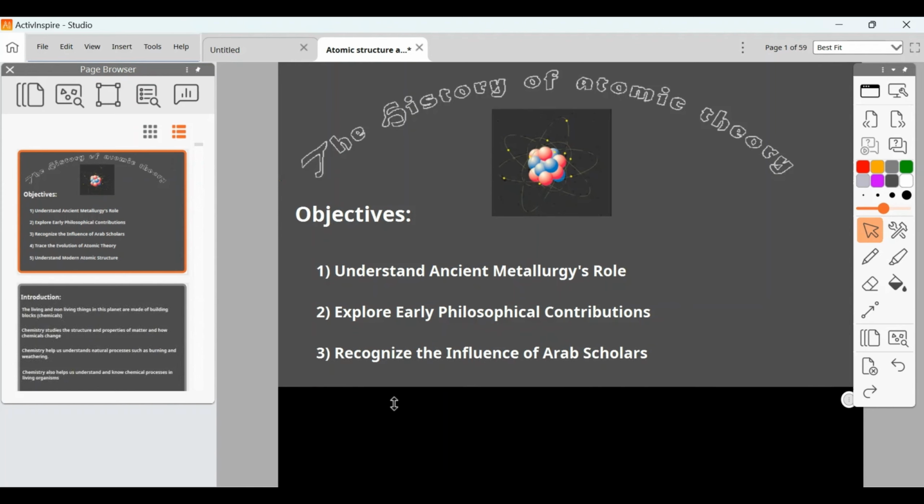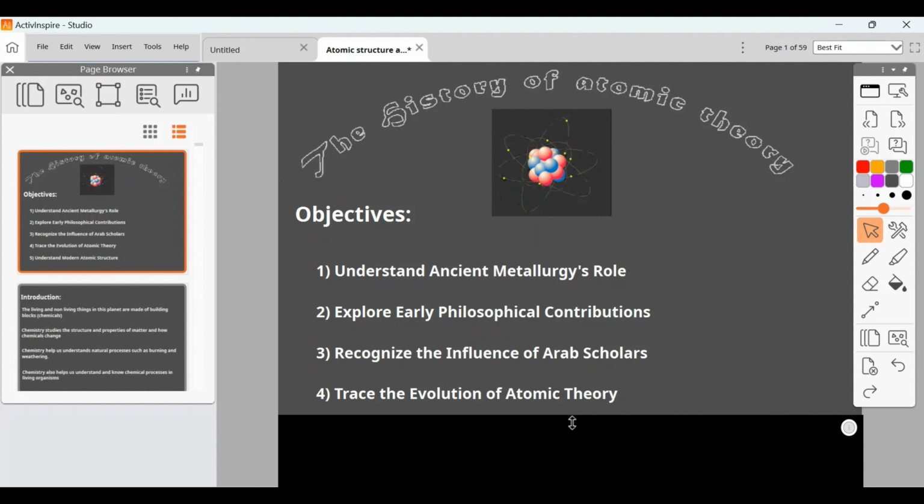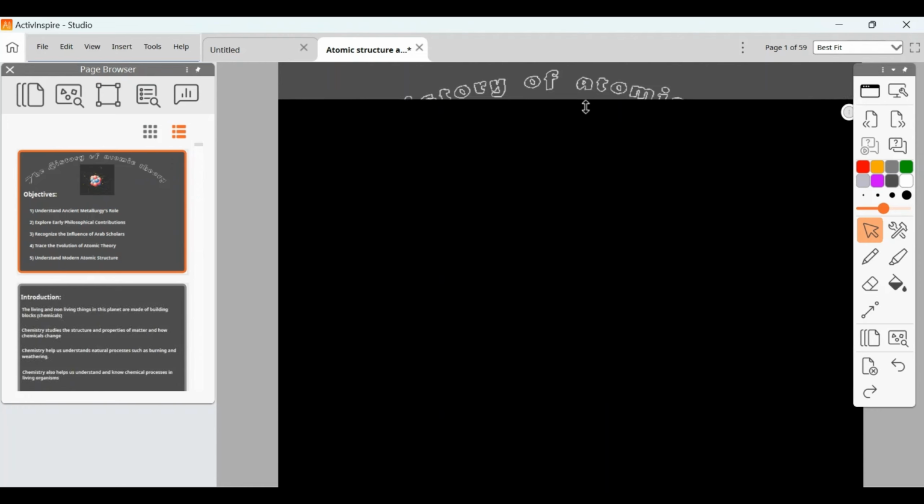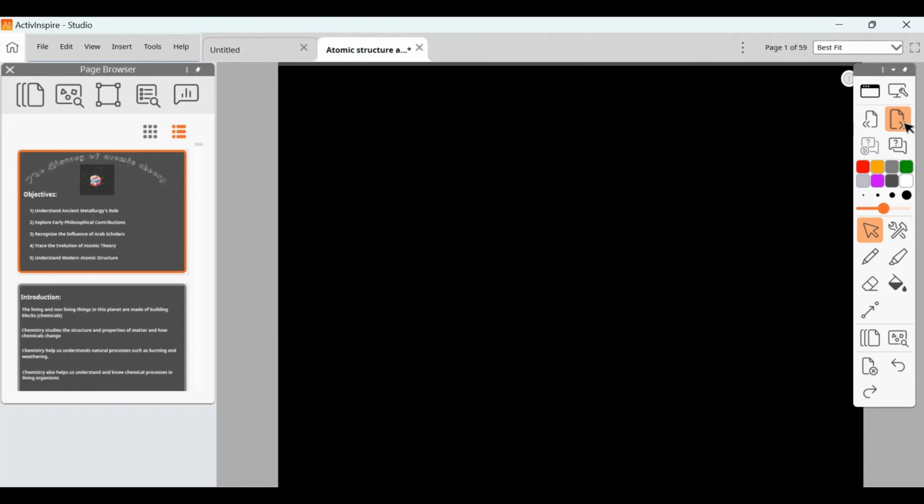Then we will recognize the influence of Arab scholars to the atomic theory and to chemistry in general, and then we will see the evolution of atomic theory. So let's go to the topic.